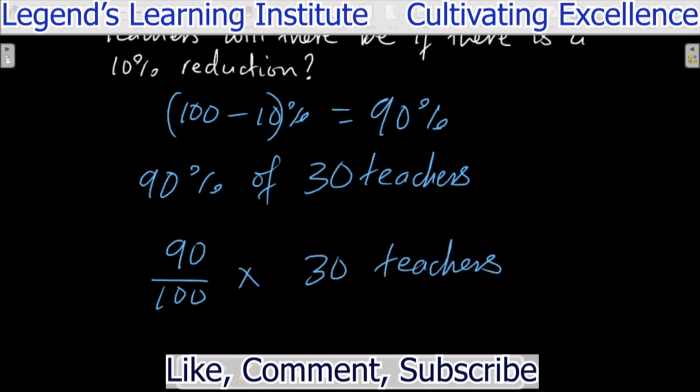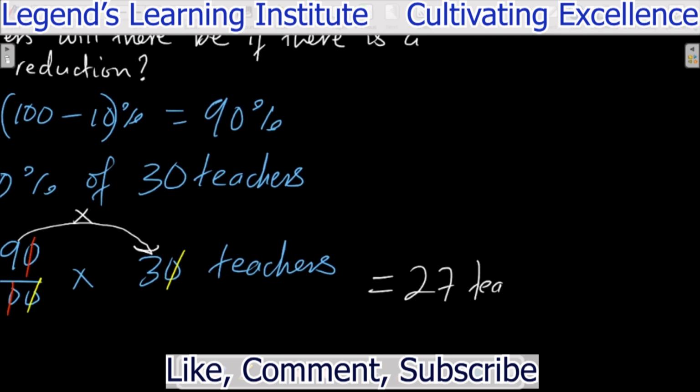30 teachers. The zeros can cancel out. This one cancels this one, as well as this one cancels this one, and then 9 threes would give you your answer, which is 27 teachers. Okay, and that's the answer there.